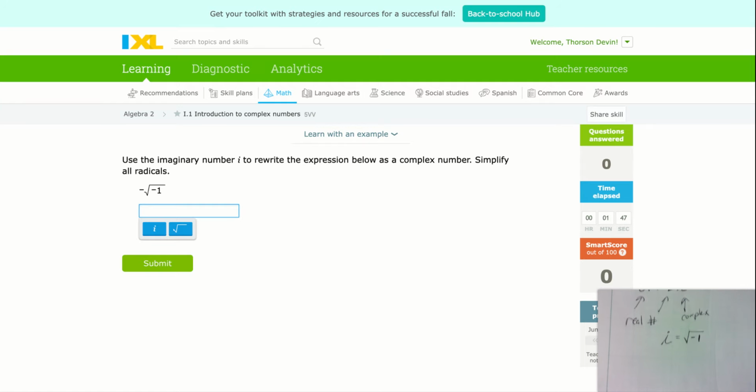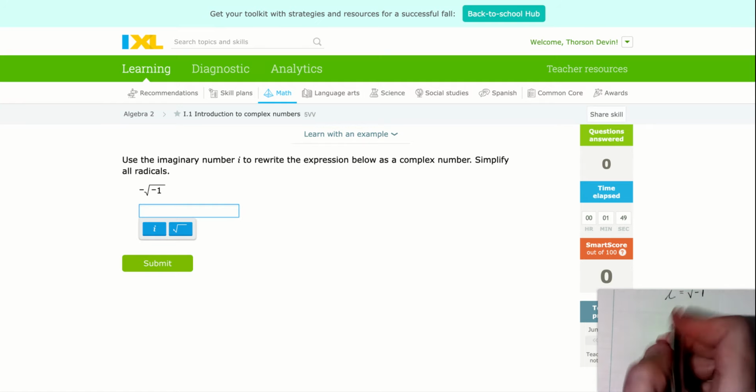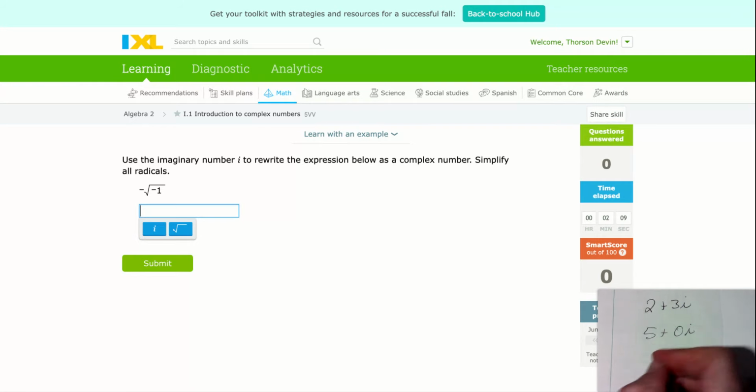But real numbers are actually considered complex because it'd be 0i. So again, I'm going to show you a couple really quickly here. You could have 2 plus 3i. That's a complex number, real part of 2, complex part of 3i. You could technically have 5 plus 0i. Do you need to write the 0i? No, but that just lets you know that 5 falls into the category of complex numbers. You could have 0 plus 7i. So 7i is a complex number, and the real part of it is 0.